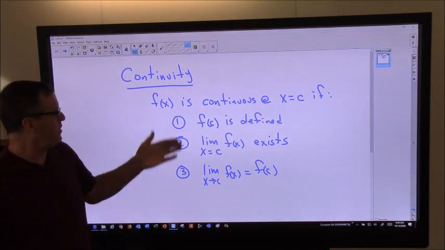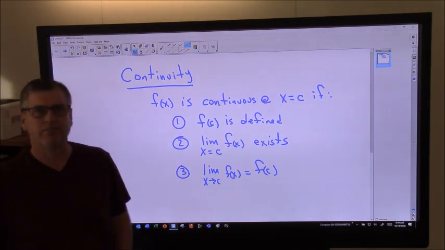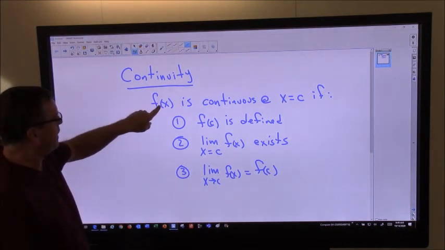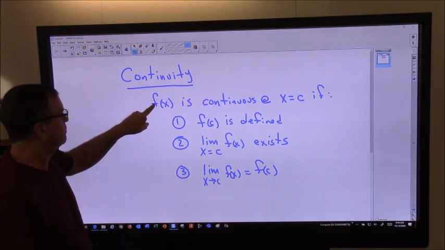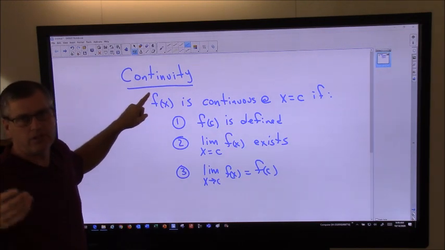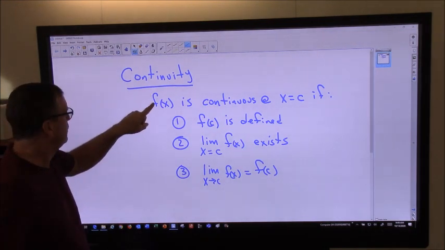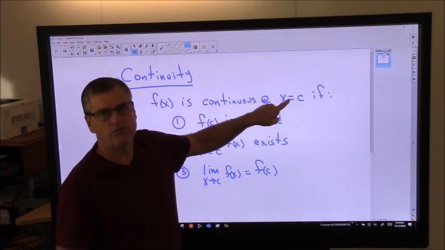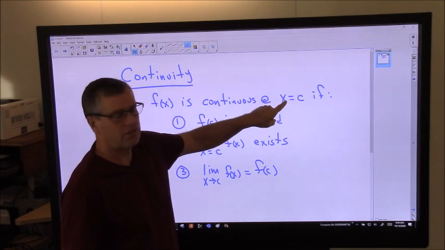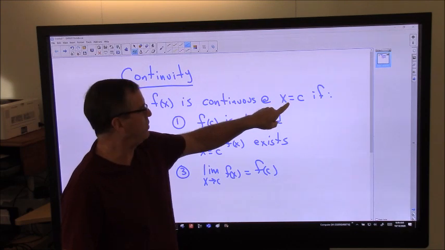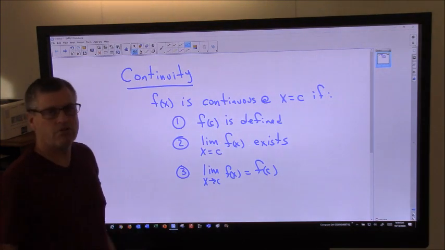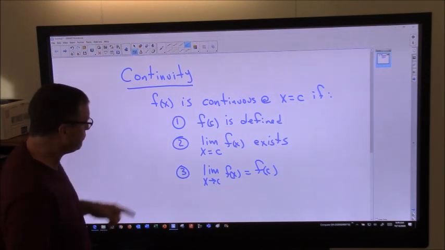Now we've got a way to define that mathematically. And so what we're saying is this. f of x, so some function, could be anything, a line, a parabola, cubic function, square root, is continuous at a certain value c. Okay? c can be anything along that function. It's continuous if the following three conditions happen.